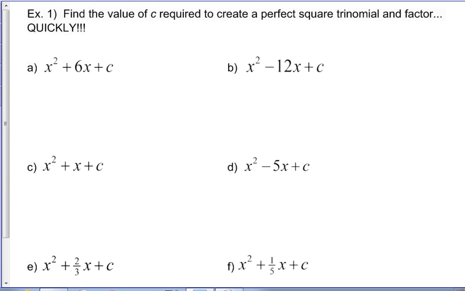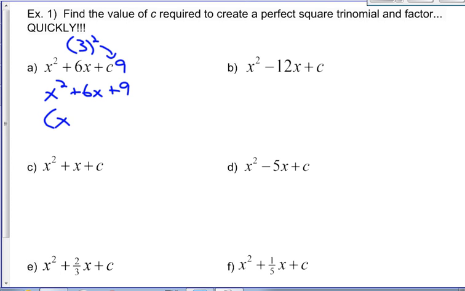Let's get some practice on finding that missing last term and then factoring quickly. So here we've got x squared plus 6x plus c. If I want this to be a perfect square trinomial, I take half of the middle, which would be 3, and I square it. Here we have 3 squared. That should be a 9 for our last term. So x squared plus 6x plus 9. And here's how it factors. X, take half the middle, so half of 6. So x plus 3, all squared.